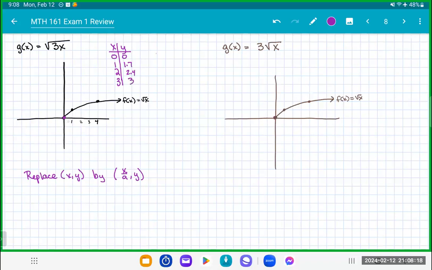And then we can just graph those. So we have 0, 0. Then at 1, we have 1.7. At 2, we have 2.4. And at 3, we have 3. And you can see that sort of transformation. Okay. Again, it's all about making sure that you put enough work. So if you do make one small error, I'm able to still give you partial credit because you put enough work to show that you understood the concept, okay?